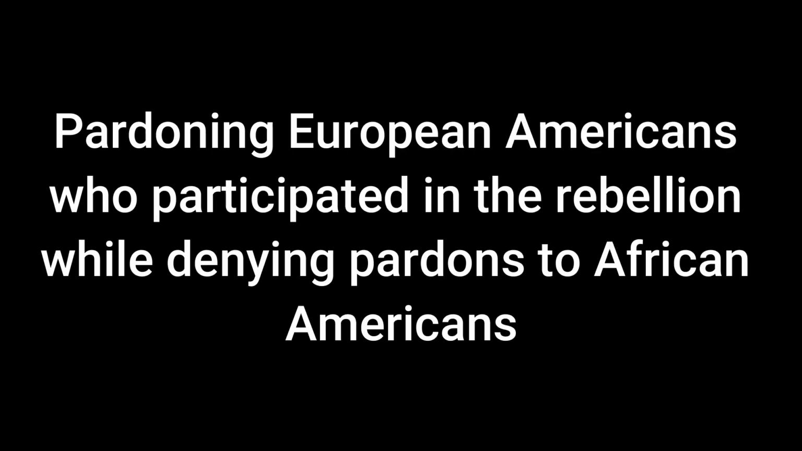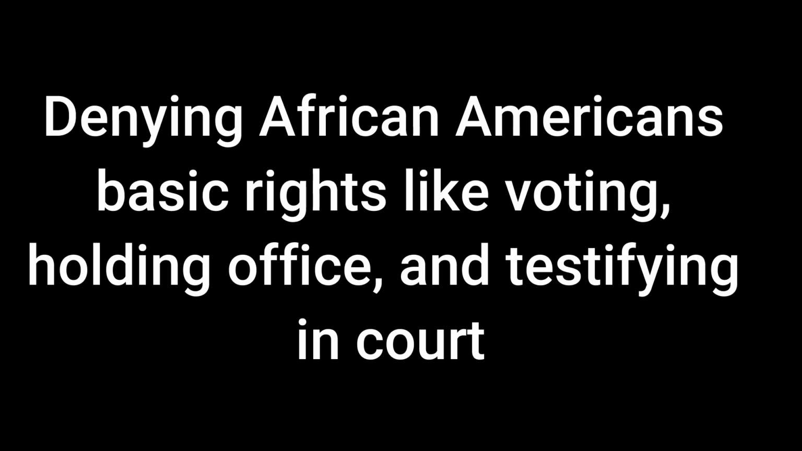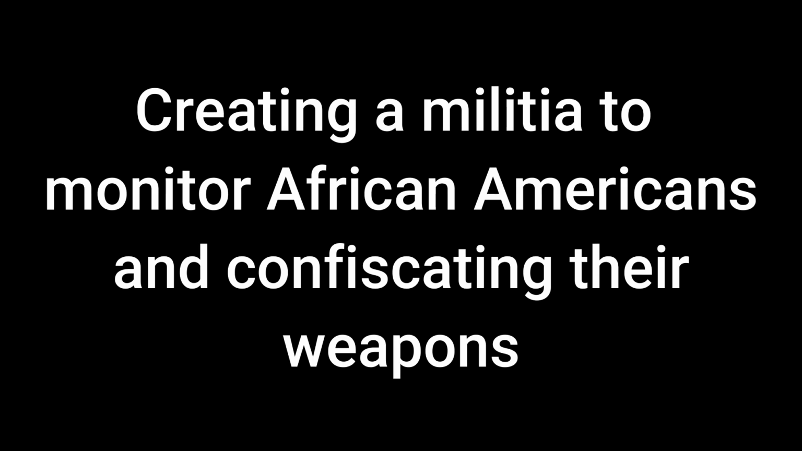pardoning European Americans who participated in the rebellion while denying pardons to African Americans, denying African Americans basic rights like voting, holding office, and testifying in court, creating a militia to monitor African Americans and confiscating their weapons, and prohibiting the freeing of enslaved people.